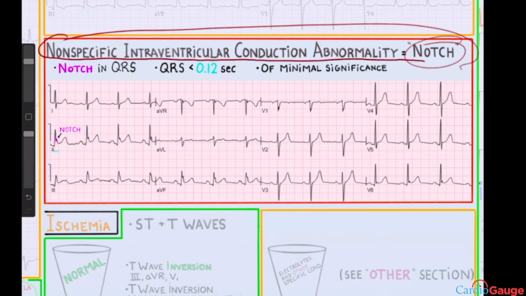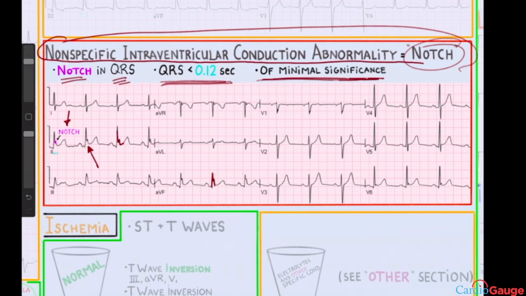They'll say, "Hey doc, what's that notch there, that little squiggle in the QRS? What does that mean?" And the answer is it doesn't mean much. It's really of very minimal clinical significance, and you basically can't even use it to change what you do with the patient. It's defined as a notch in the QRS when the QRS is of less duration than 0.12 seconds. That's what it is.